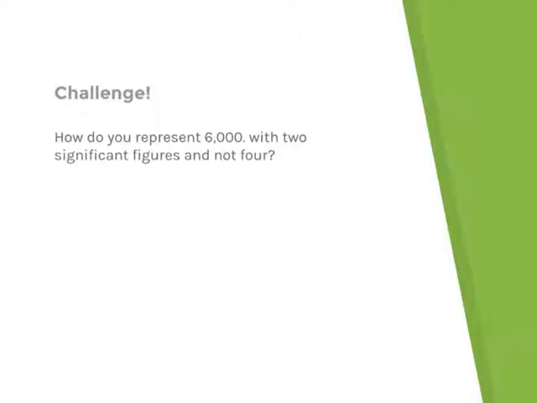So here is a challenge problem that I'd like you to think about on your own. Once I reveal the problem, just pause the video like last time and work it out and see what you can do. So, how do you represent 6,000 with a decimal point with 2 significant figures and not 4?